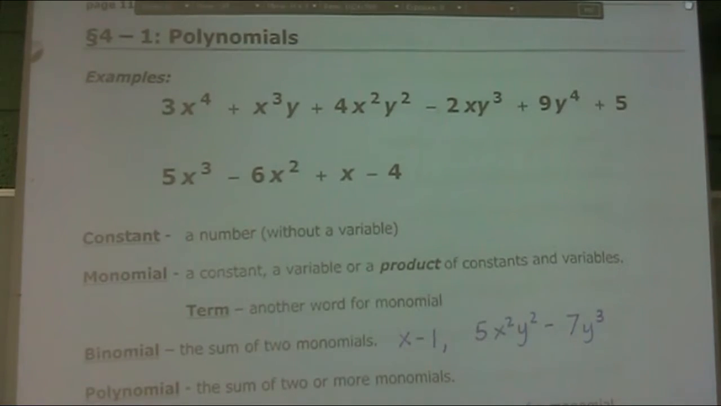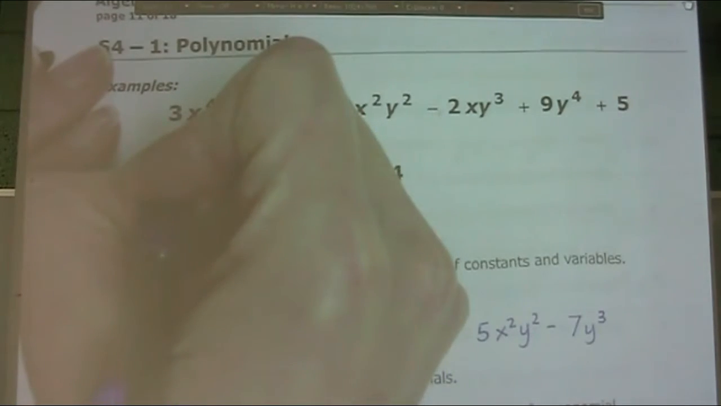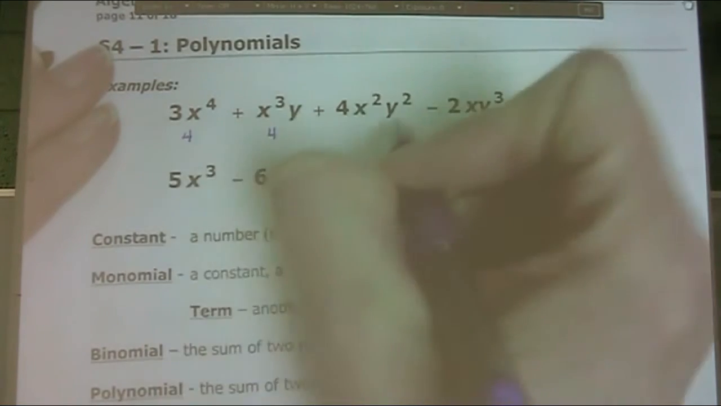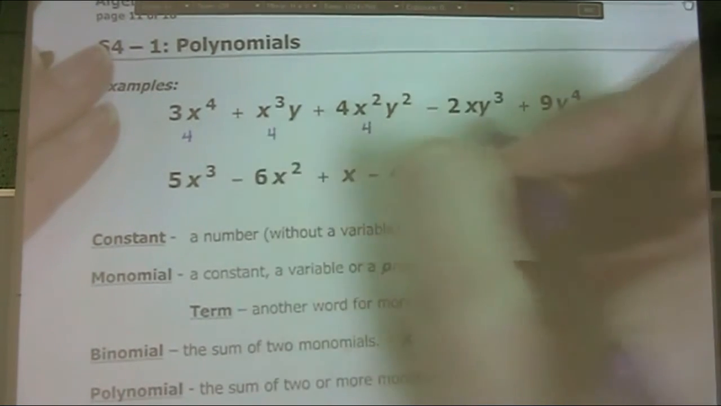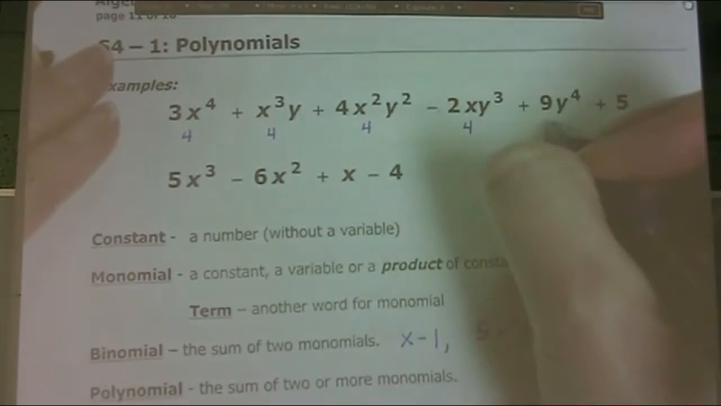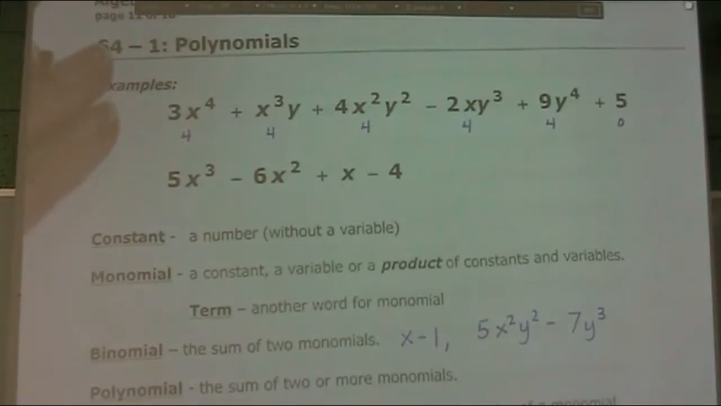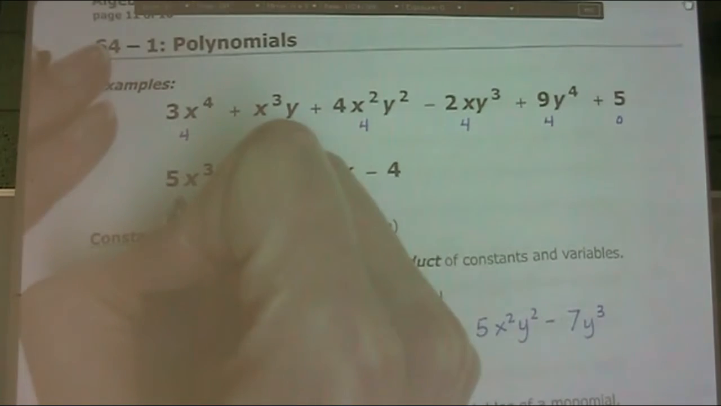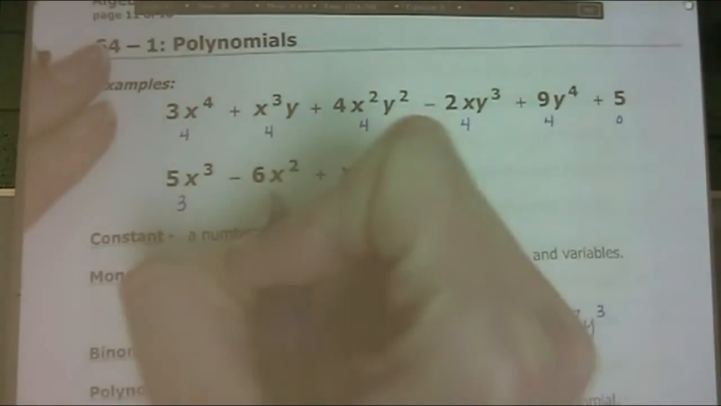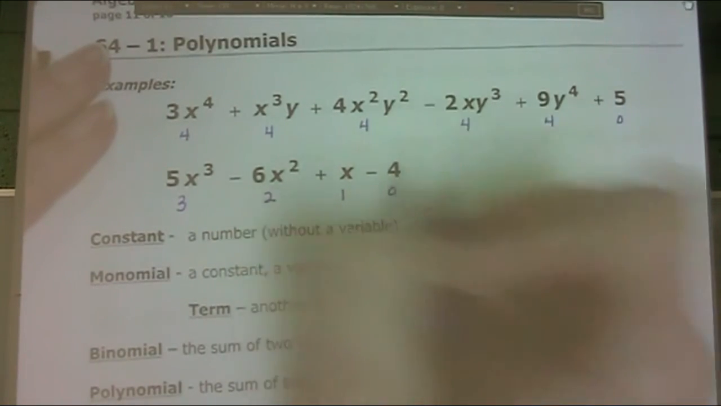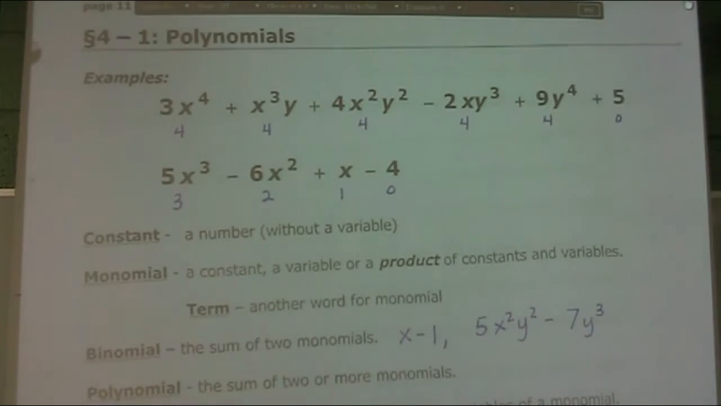So let's do something here. The degree of this monomial is 4. Of this one is 4. Of this one is 4. Of this one is 4. Of this one is 4. And this one, 0. Here, the degree of the monomial is 3. Here it is 2. Here it is 1. Here it is 0.